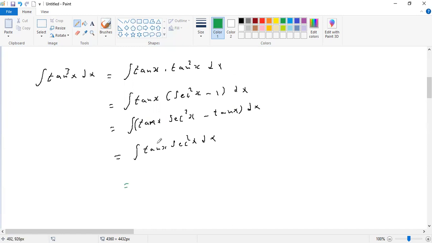Is equal to tan to the power 1. So it will be tan squared x over 2, because the derivative of tan is secant squared. It's like I have u du, so u squared over 2. Then the second one, tan x.